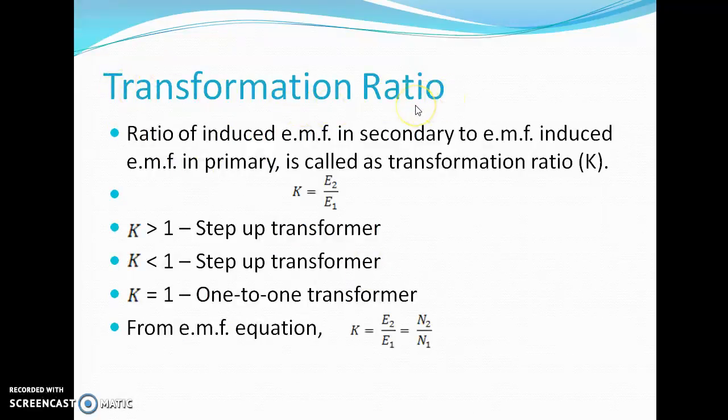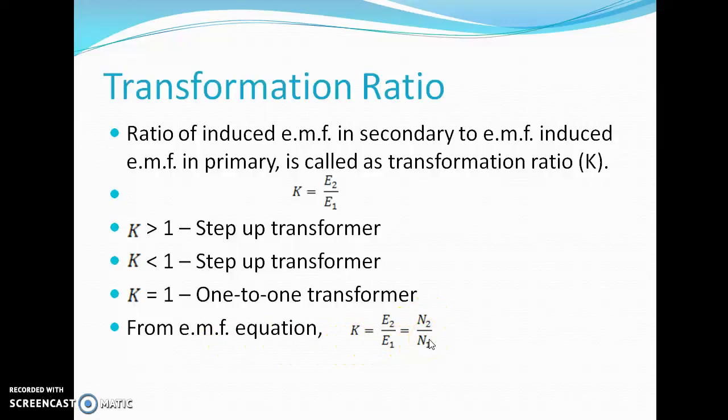So what is meant by transformation ratio of the transformer? The transformation ratio of the transformer is the ratio of induced EMF in secondary winding to the induced EMF in primary winding. It is denoted by K and is given by E2 upon E1. For K greater than 1, E2 will be greater than E1 and it is called a step up transformer. If K is less than 1, E2 will be less than E1 and it is called a step down transformer, whereas K equal to 1 is called a 1-to-1 transformer.